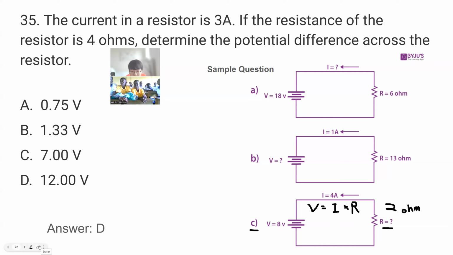Yeah, that's correct. And you can solve it from this equation. If you say 8 voltage and 4 ampere, you divide 8 by 4, which is 2. Okay, correct. Great job, everyone.